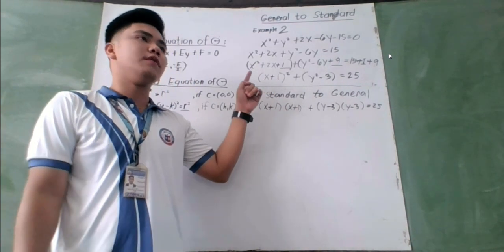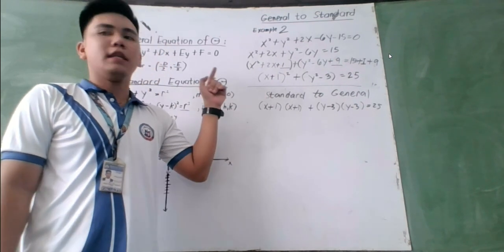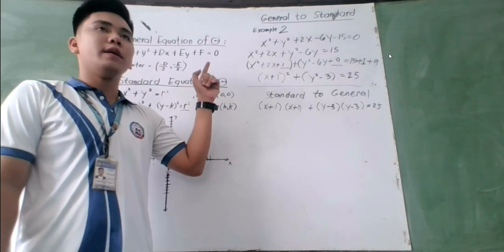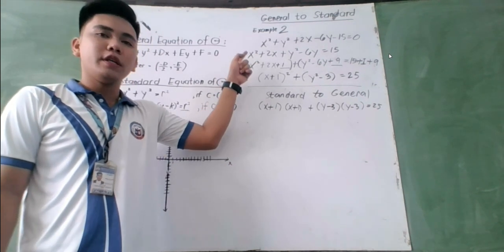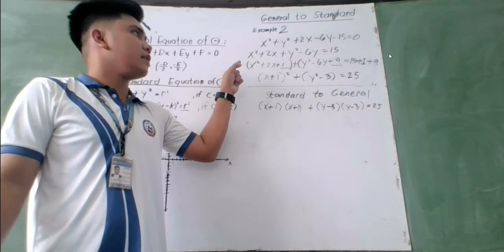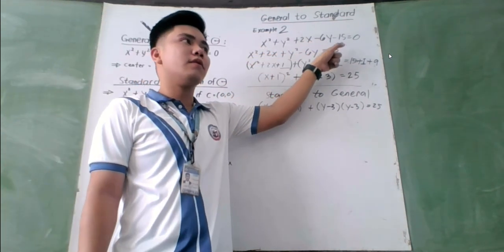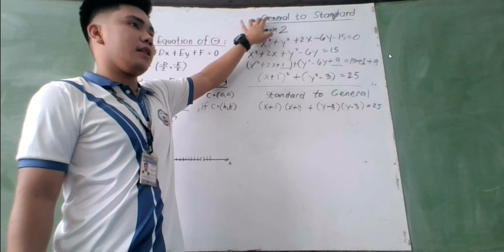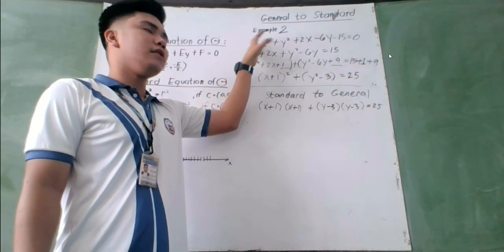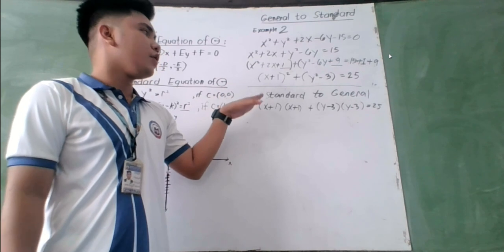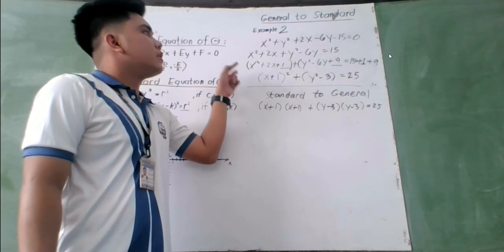I already solved another example. On the previous example, it was example number 1, that was x squared plus y squared minus 10x and so on. This time, we will be using another example for your reference. In this example, you have x squared plus y squared plus 2x minus 6y minus 15 is equal to 0. That is general to standard. So I already solved from general to standard. Again, let us review before we proceed to standard to general.